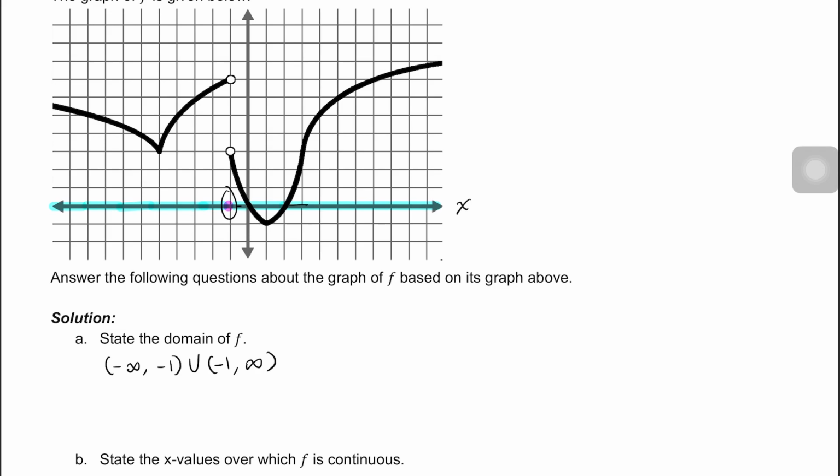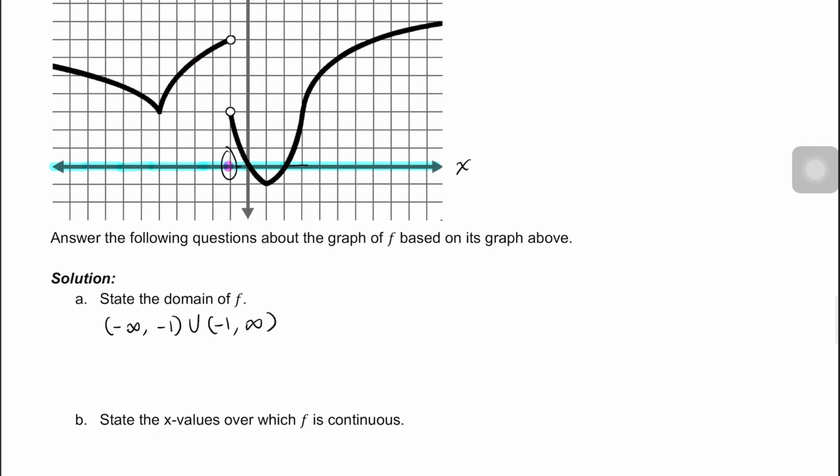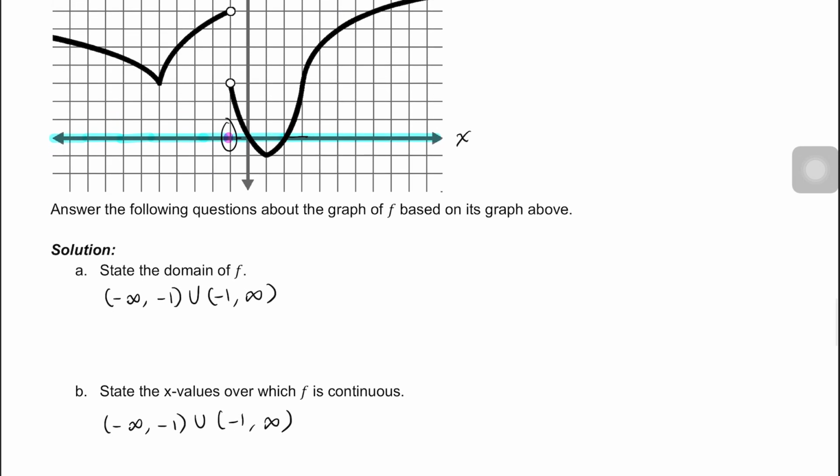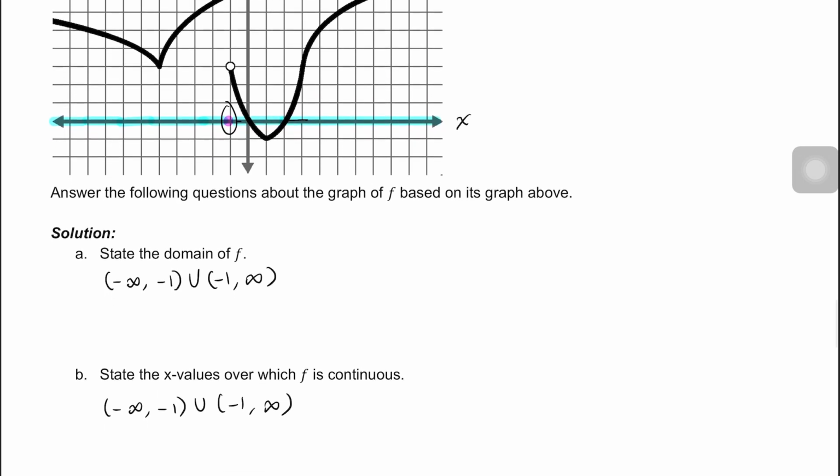When we talk about the function being continuous, remember we talked about there being no jumps, right? In this case, there is a jump, and it happens at -1. So what we're saying here is that it's continuous everywhere except at -1. So it actually is the same interval.